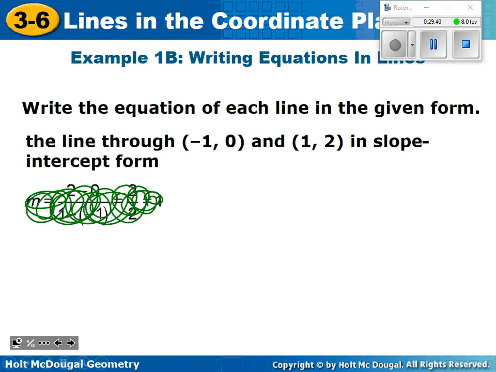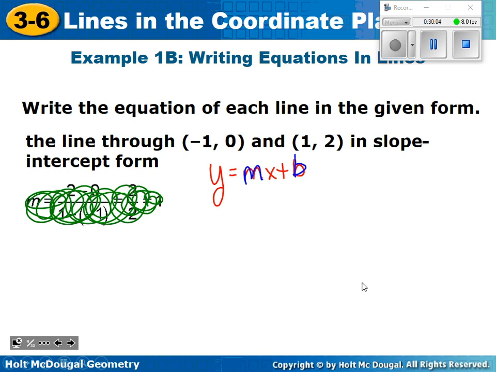Okay, great. Okay, write the equation of each line in the given form. This time, they do not give you the slope. They give you 2 points, and they want it in what form? Okay, slope-intercept form. Okay, what two things do we need to know to write this equation? Slope and y-intercept. Okay, how are we going to find slope?